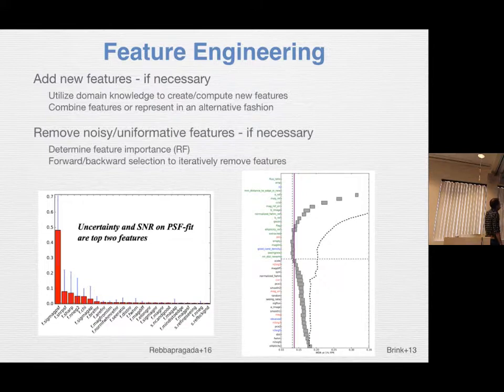Essentially, in feature engineering, there's more or less two things you can do. You can add new features, which may be a necessary step, utilizing your domain knowledge to create something new. Or maybe you need to combine your features or represent them in an alternative fashion.